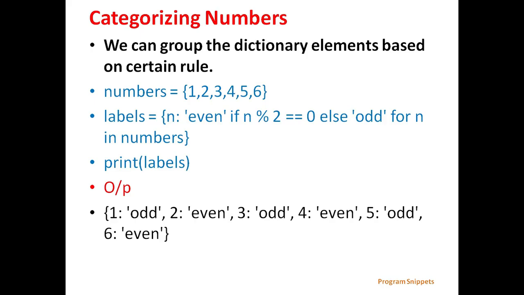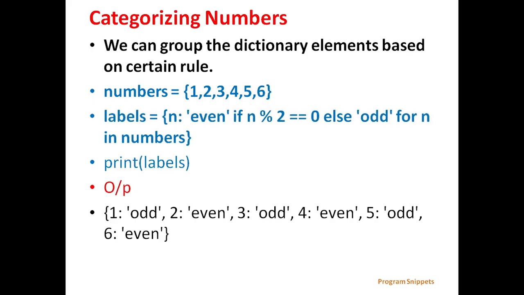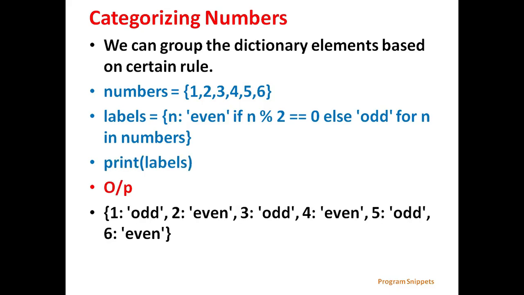We can group the dictionary elements based on certain rules. For example, here we have defined a list with elements 1, 2, 3, 4, 5 and we will create a new dictionary and we will print even if the value is even and odd if the value is odd. For this we will use an if statement. So if n mod 2 equal to 0, it will print even, else it will print odd. And when we execute, it will print key as 1 and value as odd. Then for 2 it will print even, for 3 it will print odd, for 4 it will print even and for 5 it will print odd. That is, if the element is even, it will print even and if the element is odd, it will print odd.